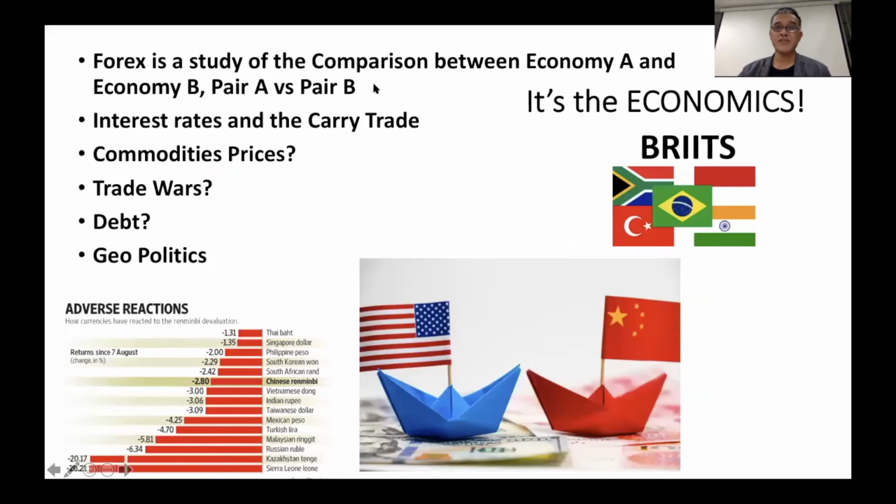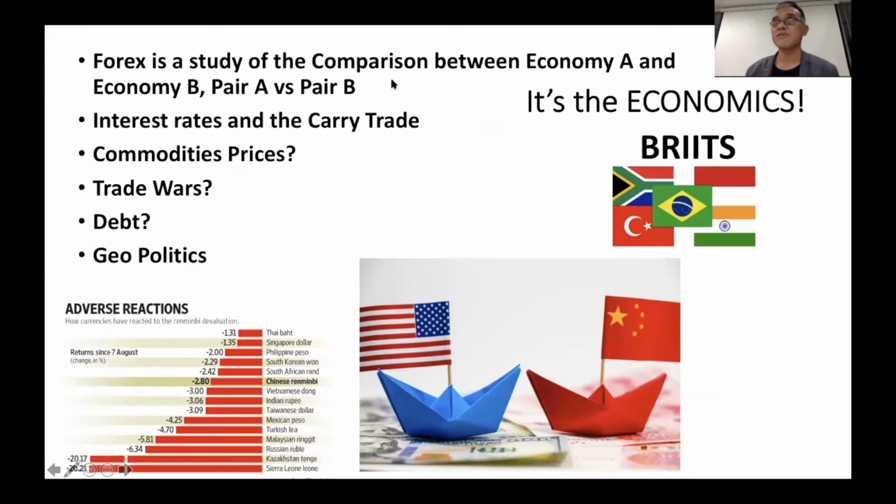Now, when you talk about Forex, I think it's a comparison between economy A and economy B, pair A versus pair B. For example, the Thai baht has been on a tear. In fact, the Thai baht is at its highest against the Malaysian ringgit, because the Malaysian economy is not doing very well.